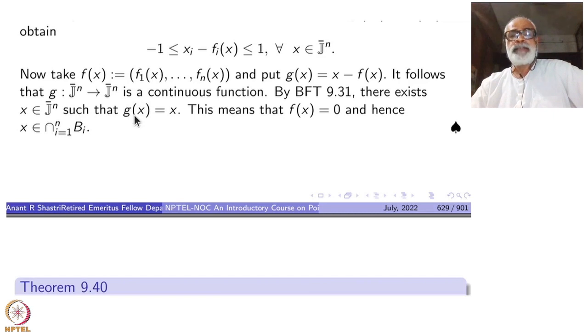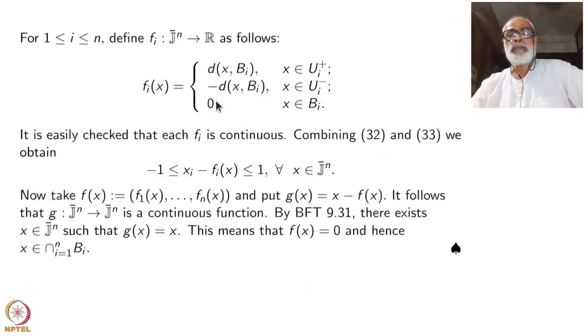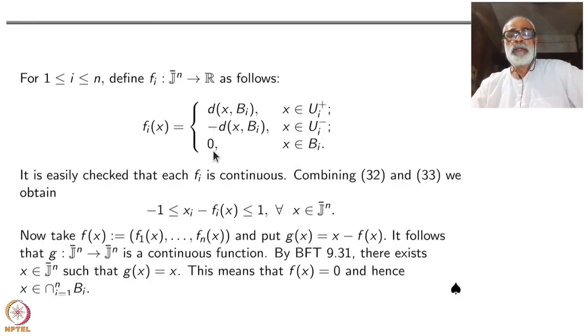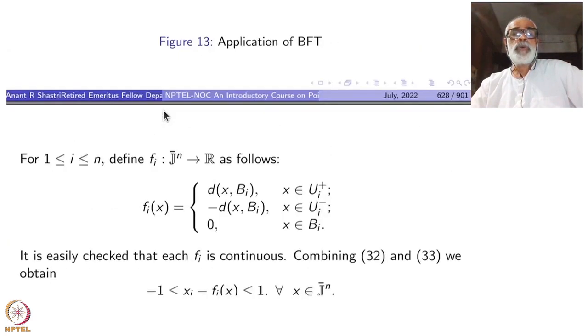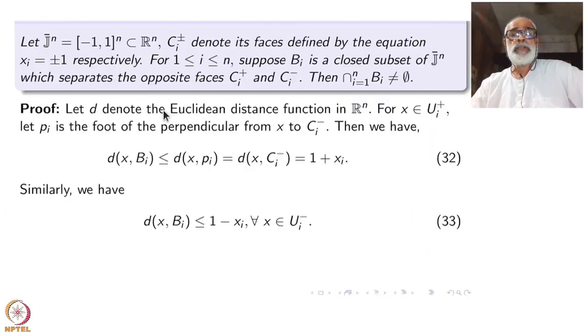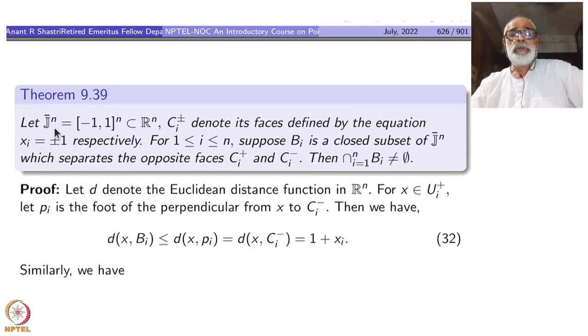So, we get a point x such that g(x) equal to x. What does that mean? f(x) equal to 0. What does that mean? fi(x) equal to 0 for all i. What does that mean? x must be inside each of these bi's, which means x is in the intersection of them. So that is the statement here. Okay, this theorem is proved now.